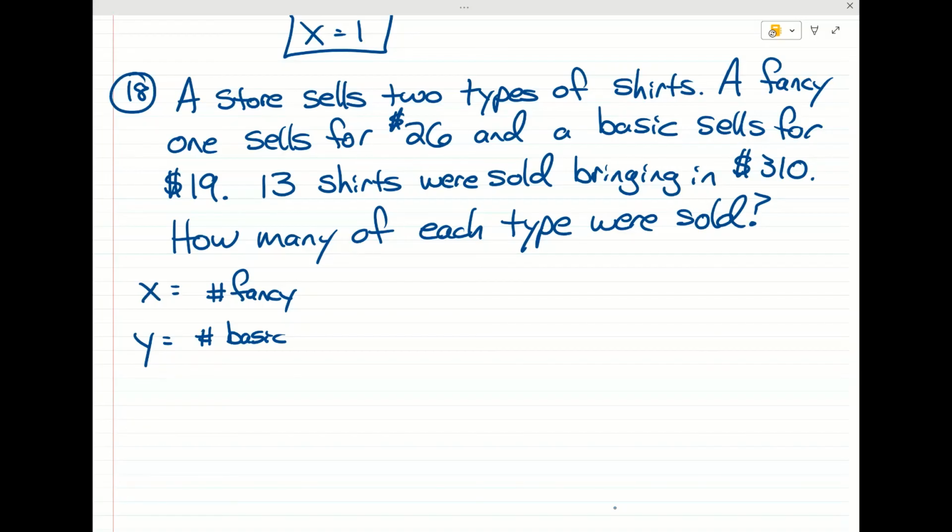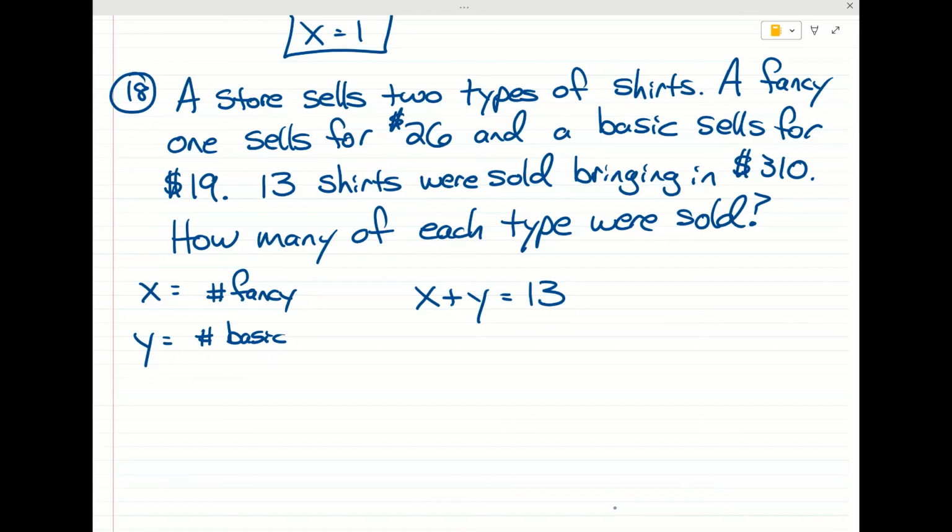Now we have to use our logical minds to try to convert this math talk to equations. So if 13 shirts were sold, that means the number of fancy plus the number of basic were 13. So we already used variables for that. X plus Y is 13. The number of fancy shirts plus the number of basic shirts were 13.